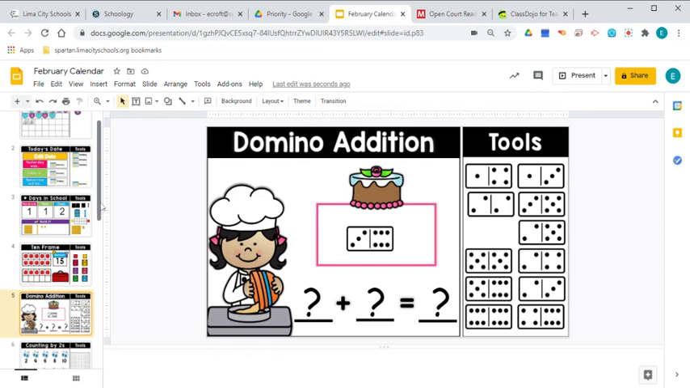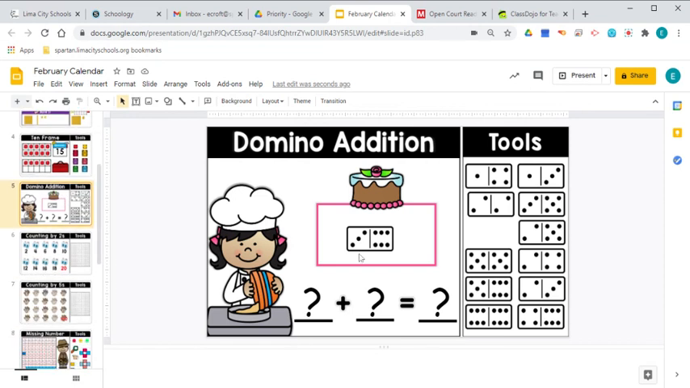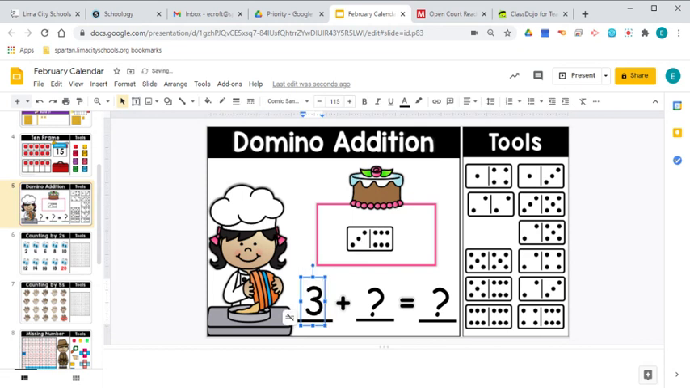All right, domino addition time. On the first side of our domino, I bet you know it without even counting, we have the number 3. On the second side of our domino, how many is that? Have you ever rolled a die that looks like that when you were playing a game? That is 3 at the top and 3 at the bottom. So there's 6 altogether. 1, 2, 3, 4, 5, 6. So we have 6 on that side.